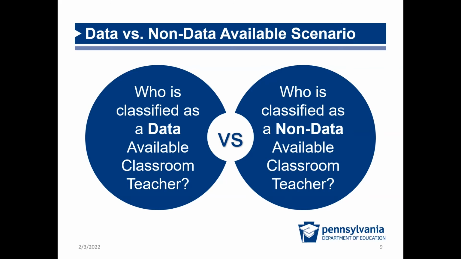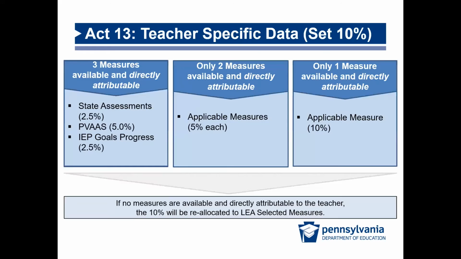So let's look at this teacher-specific data. Now that we've really wrapped our minds around the data versus non-data, let's go into how the teacher-specific data is calculated for these classroom teachers. As you can see, there are three buckets, so to speak. That's how I refer to them. The first one is three measures available and directly attributable. We have state assessments at 2.5%, PBOS, which is 5%, and IEP goals progress, which is 2.5%.